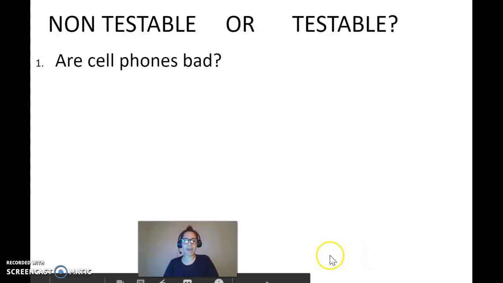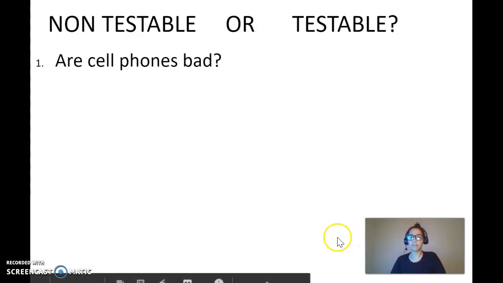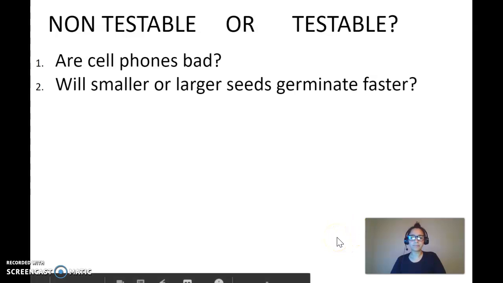Are cell phones bad? Is this going to be testable or non-testable? This is going to be a non-testable question. Will smaller or larger seeds germinate faster? This is going to be a testable question. Our independent variable is the size of the seed, and our dependent variable is the germination time.